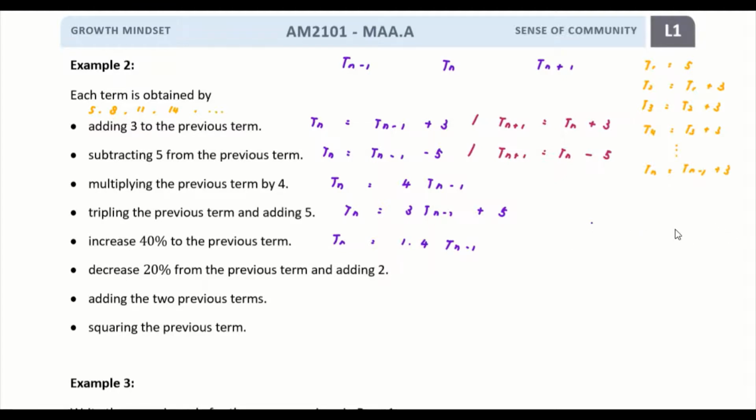Okay, then the next one, decrease 20% from the previous term and add 2. The same thing, 100% is the original percentage. So decreasing 20% means that you are deducting 20%, and what you have left is the 80%. So that's why to get the current term, you times 0.8 for the previous term and then add 2. Okay, so that's the idea.